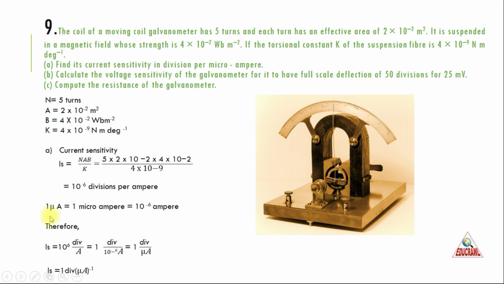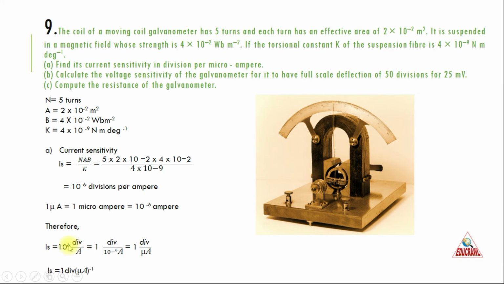We know that 1 microampere is equal to 10 power minus 6 ampere. Therefore, we have to write the value of current sensitivity in terms of microampere. First, we have found it in terms of ampere. So, how to convert that? So, current sensitivity is given as 10 power 6 division per ampere.